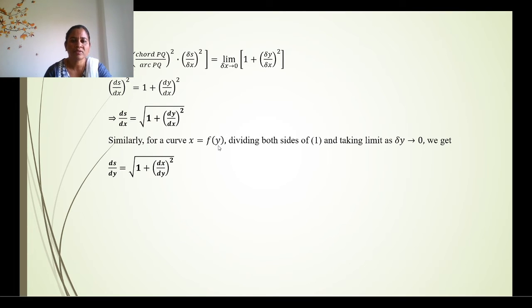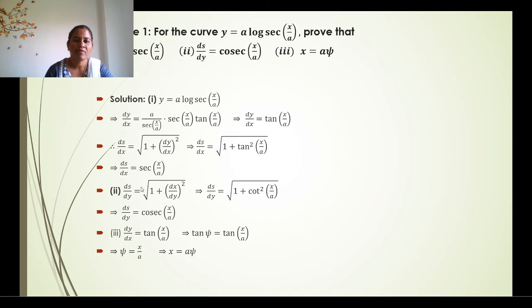Similarly, for the curve x is equal to f of y, dividing both sides and taking the limit as delta y tends to 0, we get ds by dy. This is the required derivative of arc length along the x coordinate and along the y coordinate. These are the two formulas: ds by dx is equal to square root of 1 plus dy by dx whole square, and ds by dy is equal to square root of 1 plus dx by dy whole square. These are the two important formulas for the derivative of an arc length.